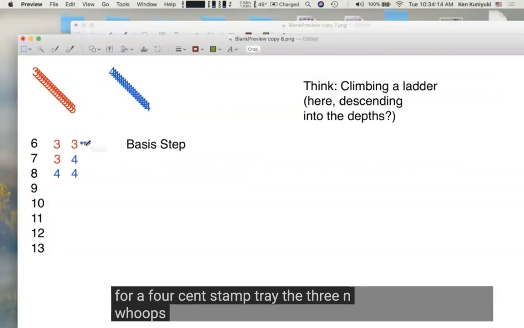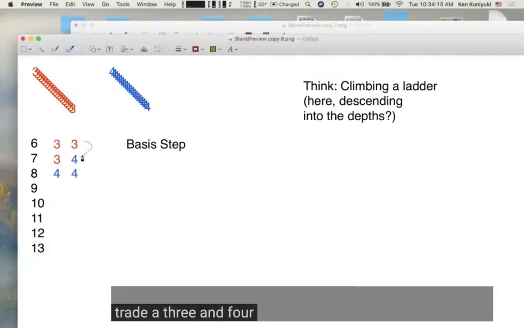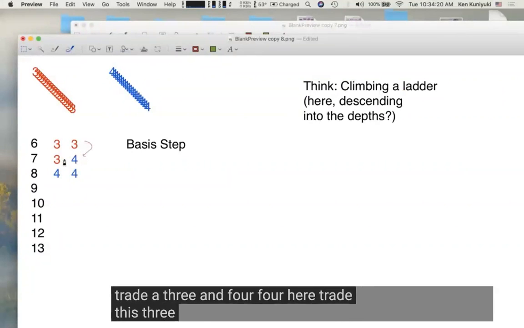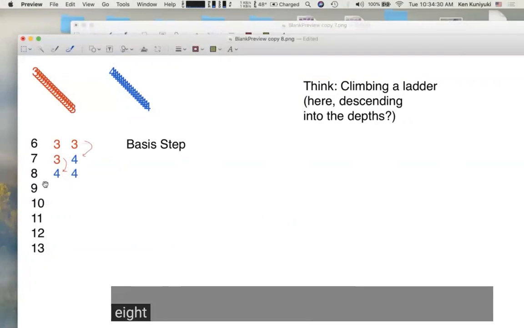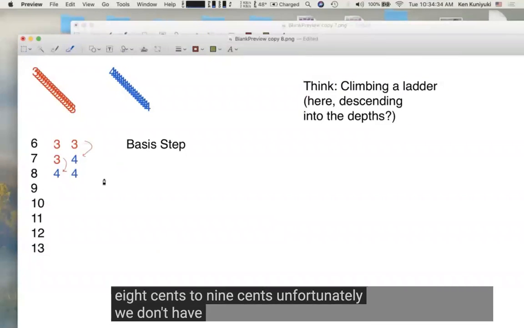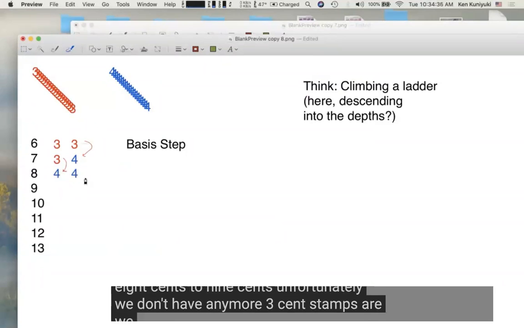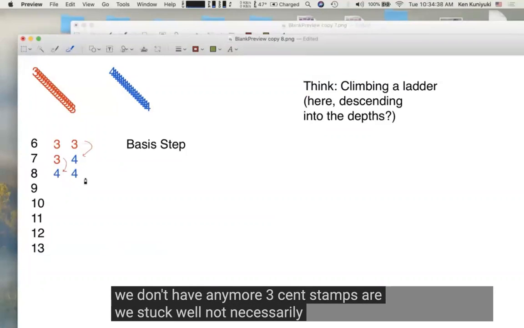Trade a 3 in for a 4 here. Trade this 3 in for a 4 here. But now wait a minute. When we go from 8 cents to 9 cents, unfortunately, we don't have any more 3-cent stamps. Are we stuck? Well, not necessarily.